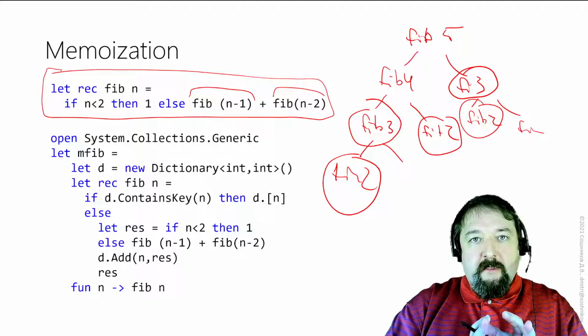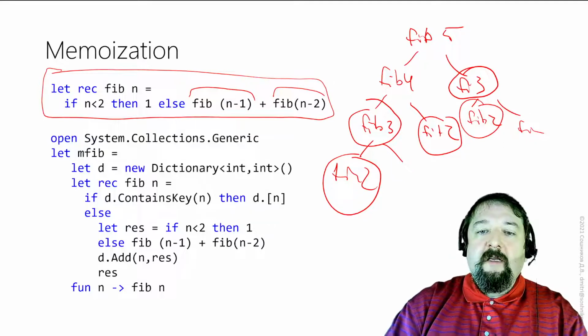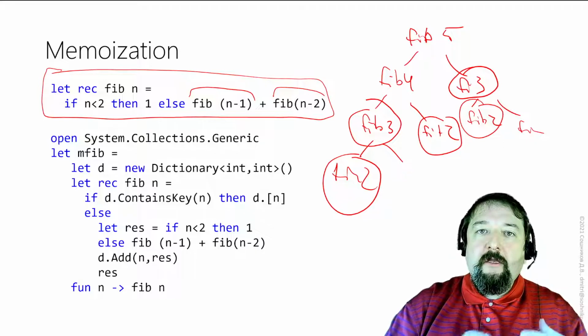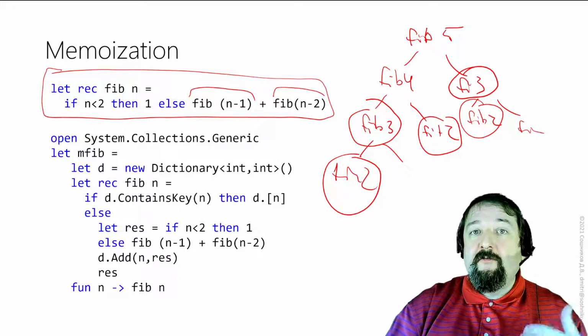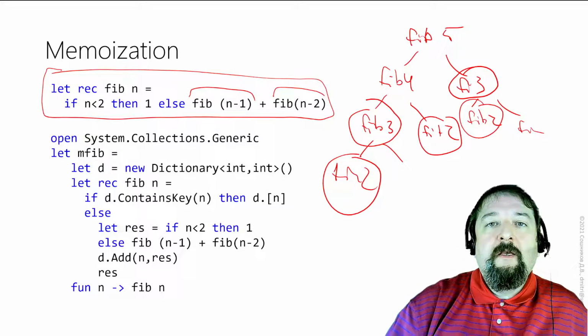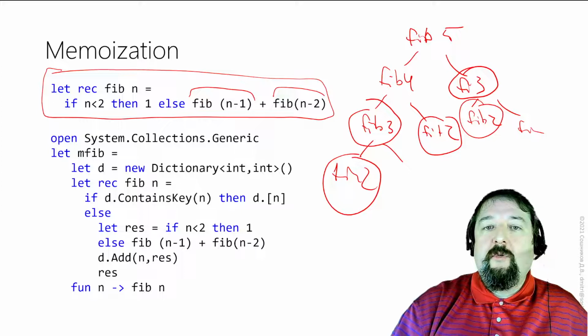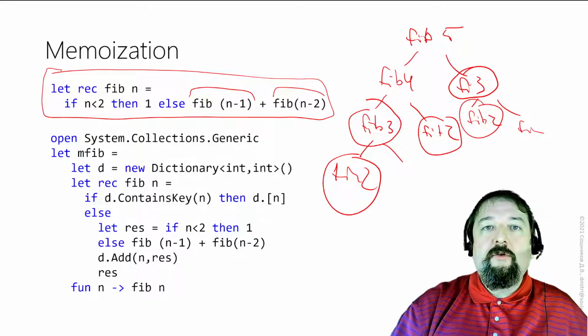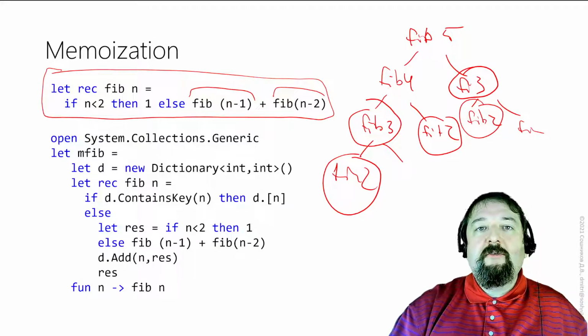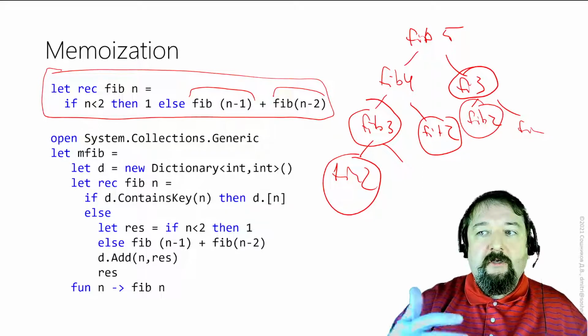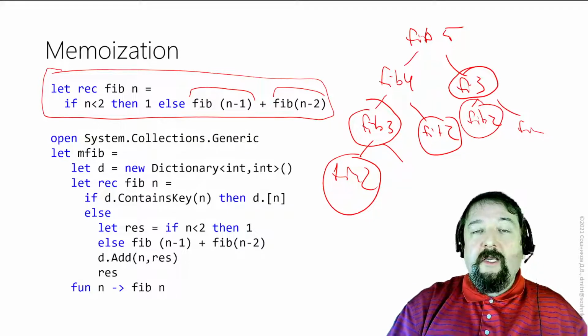This tree is binary, so it grows very fast. But most of the time we really evaluate the same values which we have already evaluated before. So to speed this up, we can say that we want to do memoization. We want to remember the results of a function for each argument value. And we can do that explicitly.